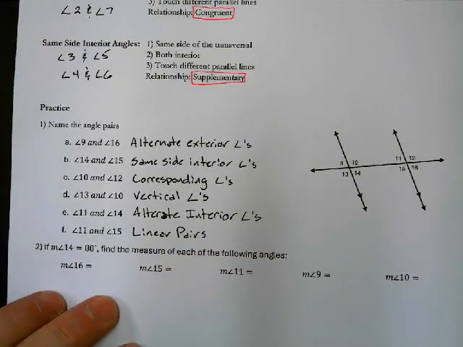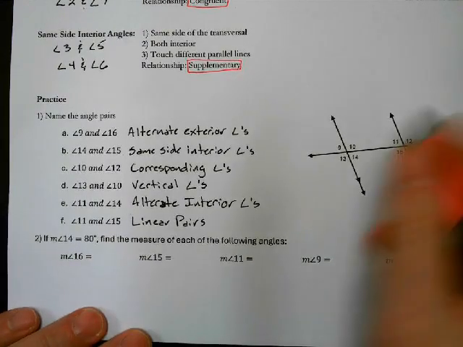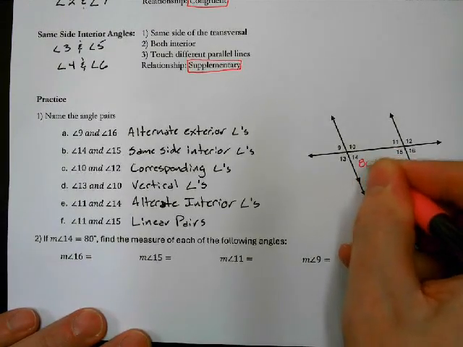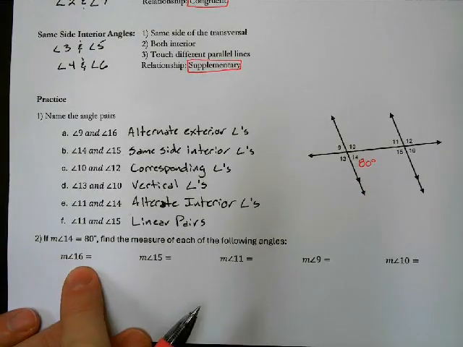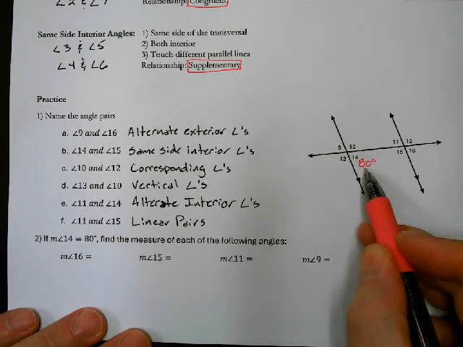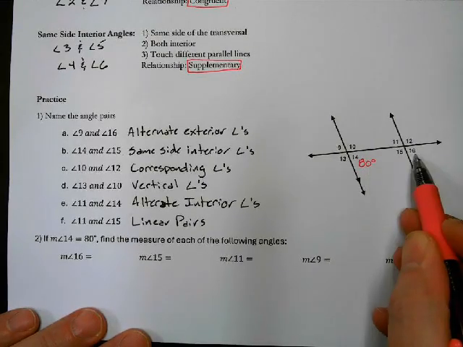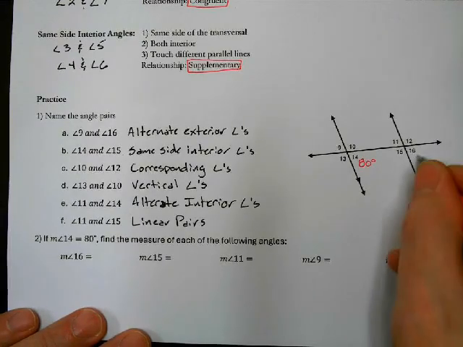All right, last section. We know that angle 14 is 80 degrees. Okay, find the measures of each of the angles. Angle 16, let's see. Angle 14 is 80. Angle 16, well, that has to be 80 because these are corresponding angles. So that's going to be 80 degrees.